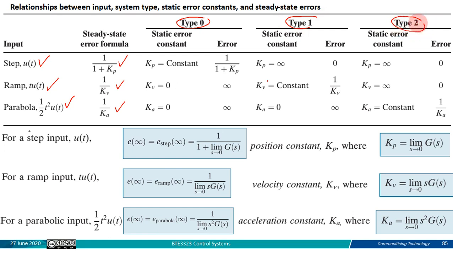If you read this slide and understand the relation between the three inputs, the three constants, and the system types, it's easy for you to calculate the steady state error for any control system. So this is the summary of the steady state error calculation in this chapter.